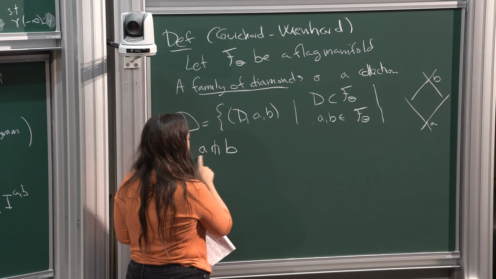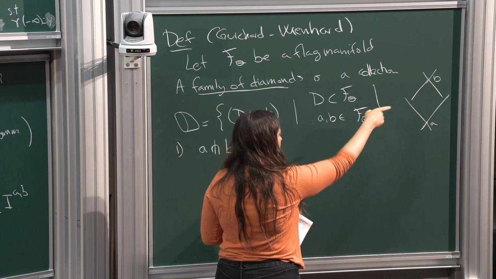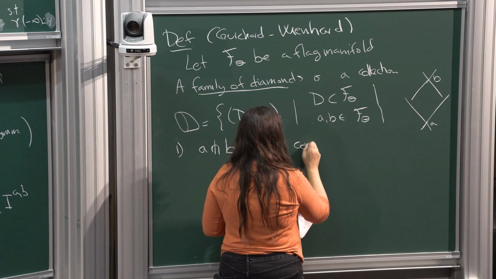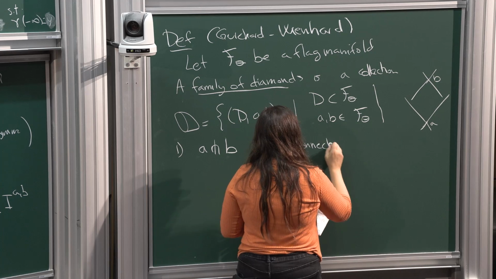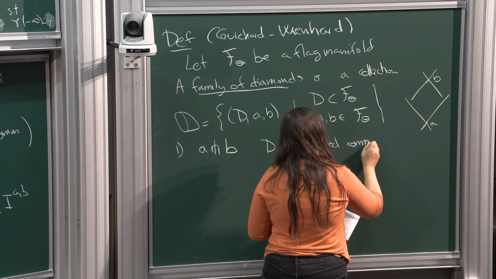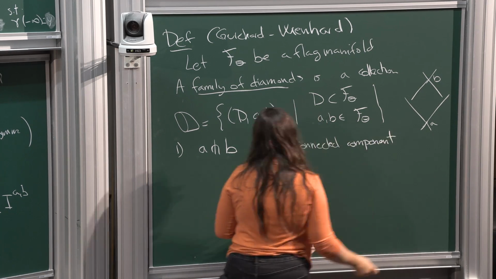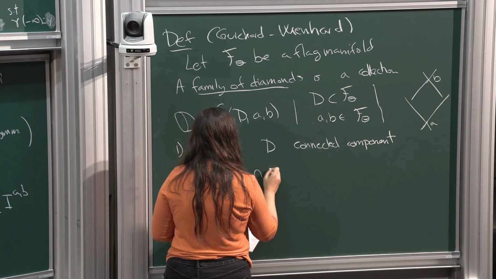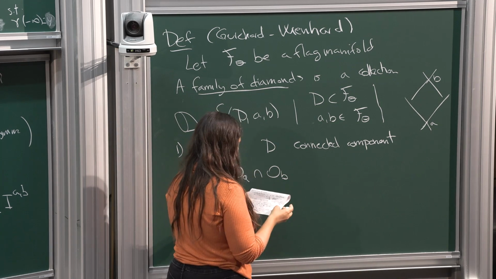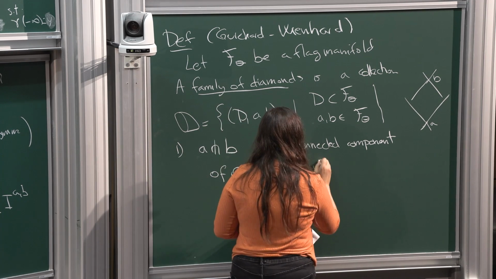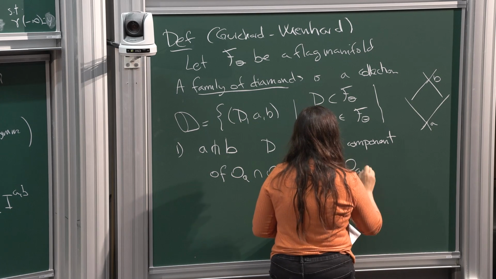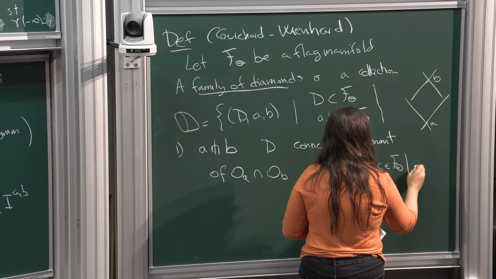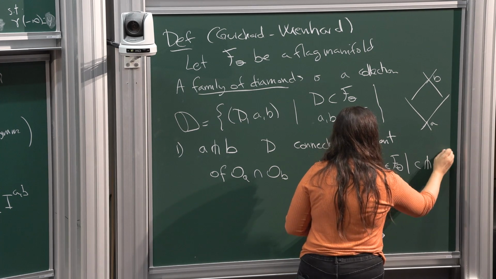And so I want A and B to be transverse, and to mimic this picture, I want D to be a connected component of O_A intersected O_B, where O_A is the set of C in F theta such that C is transverse to A.